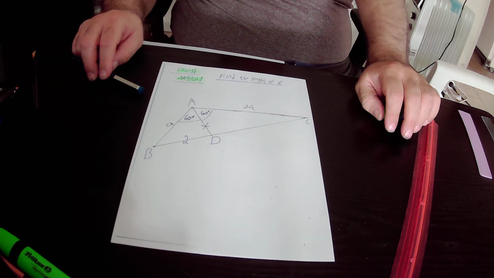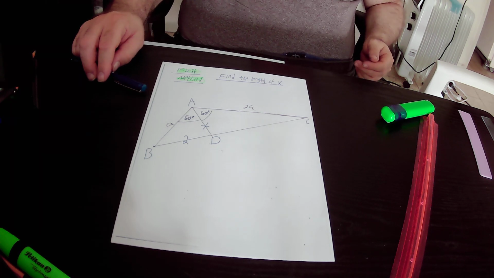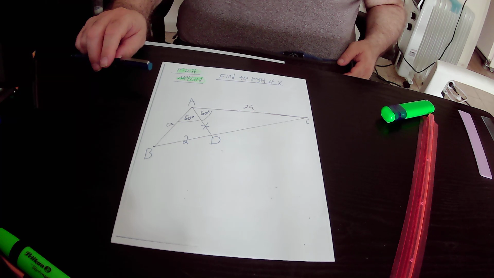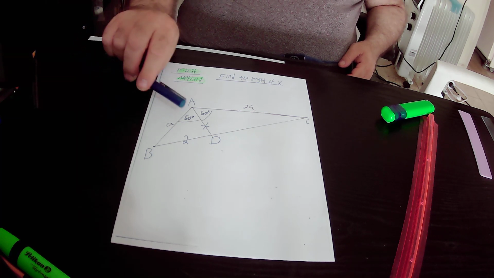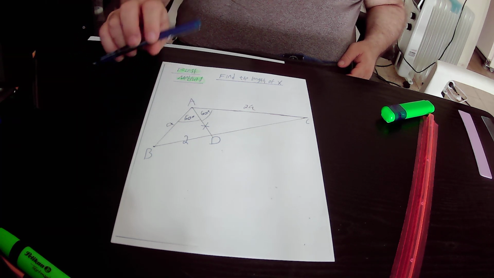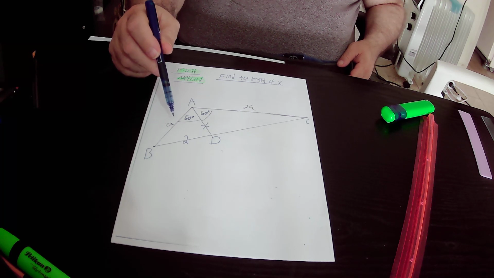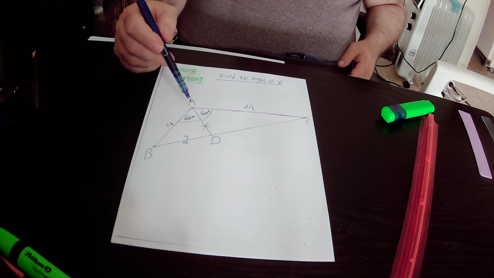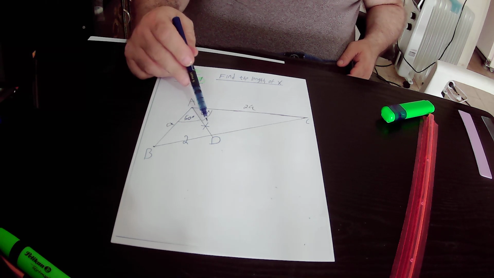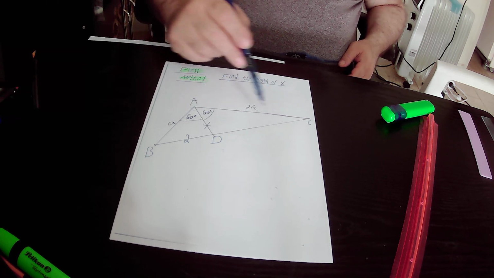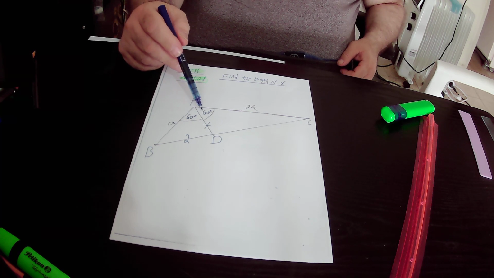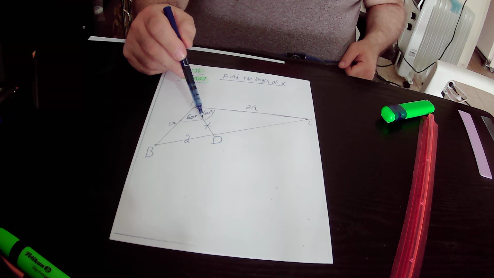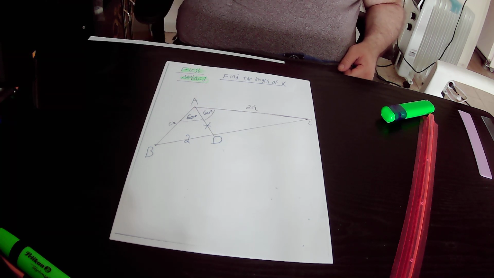In the drawing, we have triangle ABC. We know that side DB equals 2 units, side AB equals a units, side AC equals 2a units, angle BAD equals 60 degrees, and angle DAC also equals 60 degrees, and we want to find the length of side AD that is equal to x.